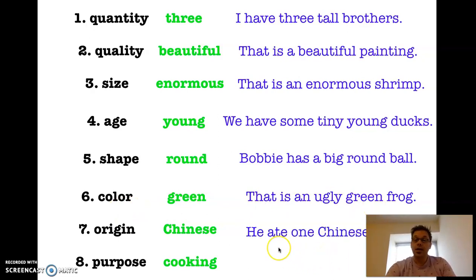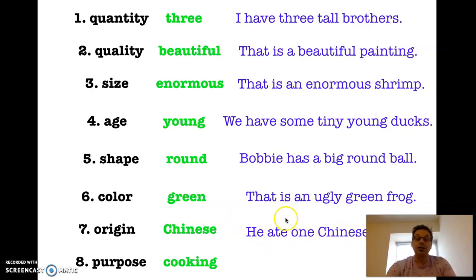Origin. He ate 1 Chinese cookie. Cookie is countable. Okay? But we don't need an article here, because here we are using 1. And if you remember in the first video about articles, the articles a and an also mean 1. So we wouldn't want to say he ate a 1 Chinese cookie. That would be like saying he ate one one Chinese cookie. So if we're actually going to use the number 1, we don't need the article. We could say he ate a Chinese cookie.